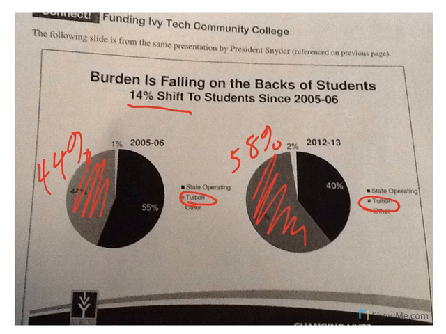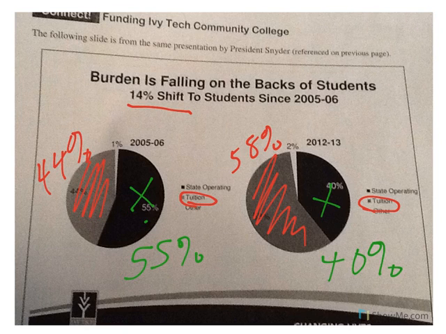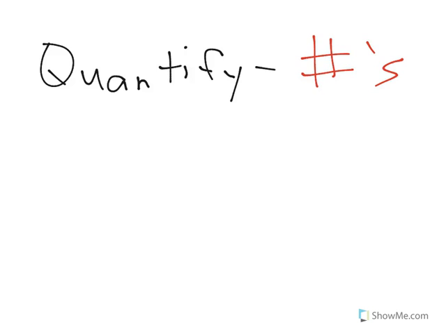So when you're looking at state operating, it's this black piece, right? These black bars. Talking about the state operating, that would be a decrease by 15% because we went from 55% here to 40%. So quantifying it means you would say we decreased by 15%. You gave actual hard data. And other increased. Here's the 1%, here's the 2%. So the other increased by 1%. You want to make sure when it says quantify that you're actually using numbers.